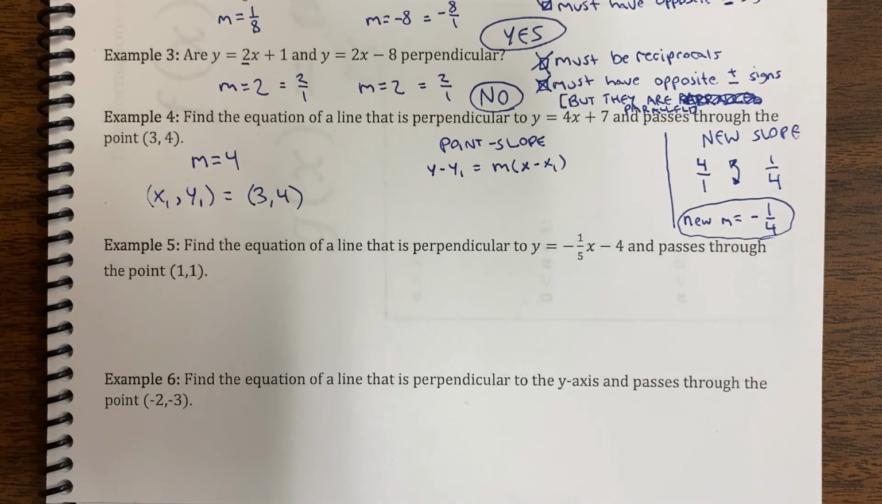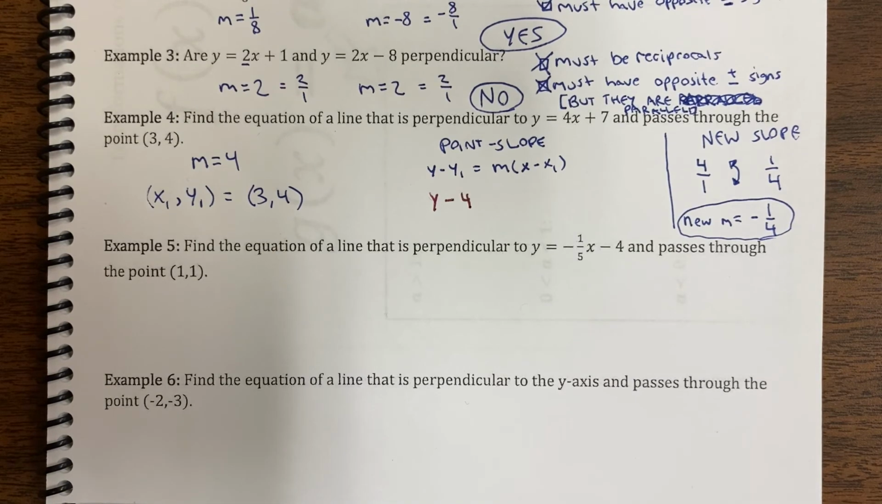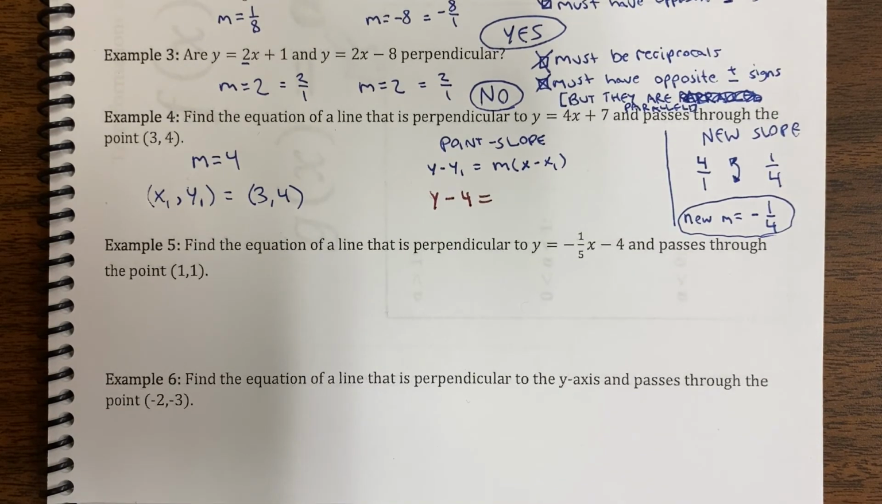So now I'm just going to replace my values. So I have y, which is going to stay the same, minus our y1 value, which is 4, equals our new slope, which is negative 1/4. Bring down the parentheses, bring down the x, minus our x1 value, which is 3, and parentheses. So we have our new equation, which is perpendicular to the line y equals 4x plus 7.